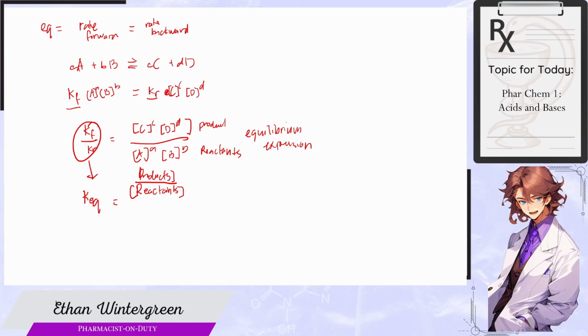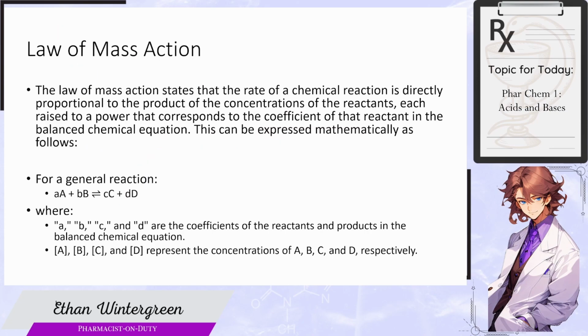So these are the conditions in which bidirectional chemical reactions occur in a single system. There is a forward reaction and there is a backward reaction, and equilibrium is reached when the rate of the forward reaction is equivalent to the rate of the backward reaction.